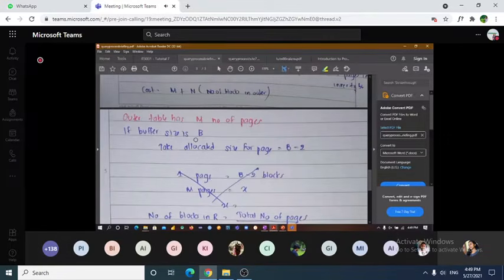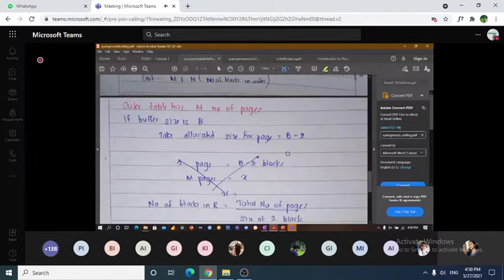But the buffer size, you should not take it as 20 itself. 20 minus 2. Why is that 2? One is to take the input, one is for the output. That also you should know. Sometimes there can be a buffer size given and they will ask what buffer size is allocated to the page. Then if you say 20 itself, it's wrong.